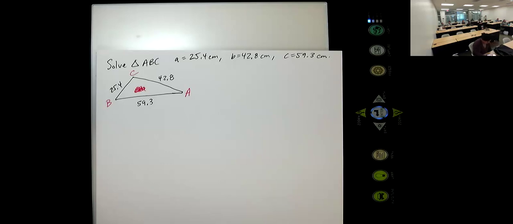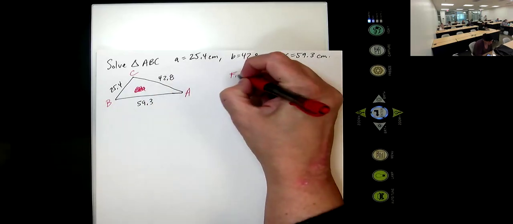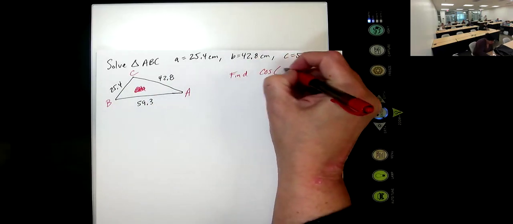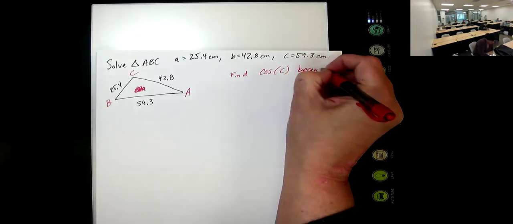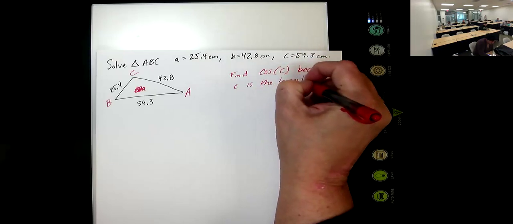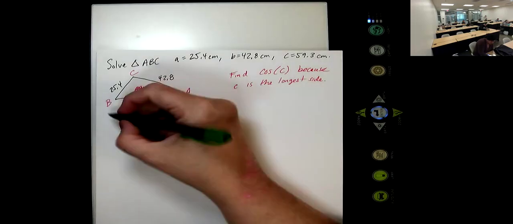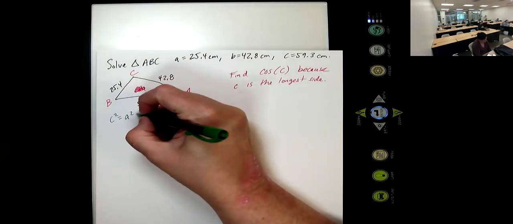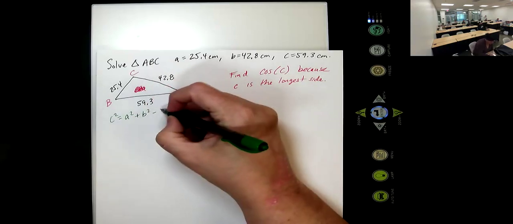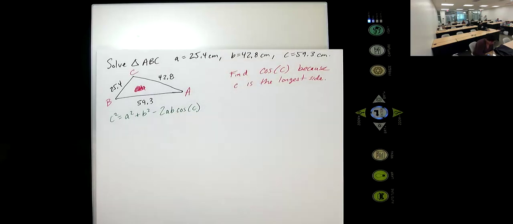So. Focus on the longest side. The longest side here is C. So we're gonna find cosine C, because C is the longest side. Which means we're going with the option that has C squared equals A squared plus B squared minus 2AB cosine C.